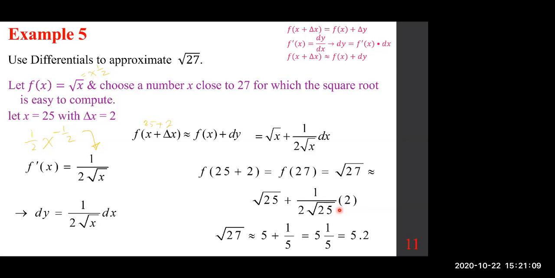Again, for the sake of argument, if you were to find, let's say, the square root of 24, then delta x or dx is -1, just as an example. So you want to pay attention to the function that you need and the value of delta x, whether you have a delta x which is positive or negative, okay? So you want to pay attention to that, okay, everyone?